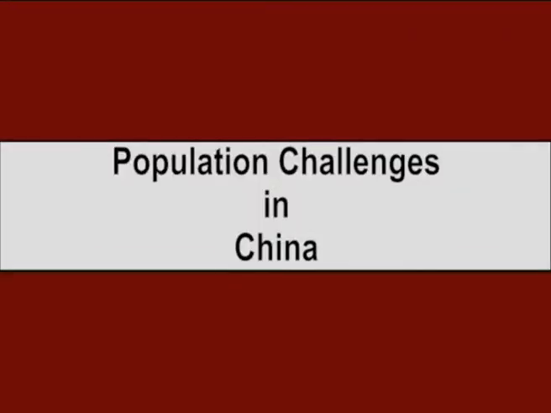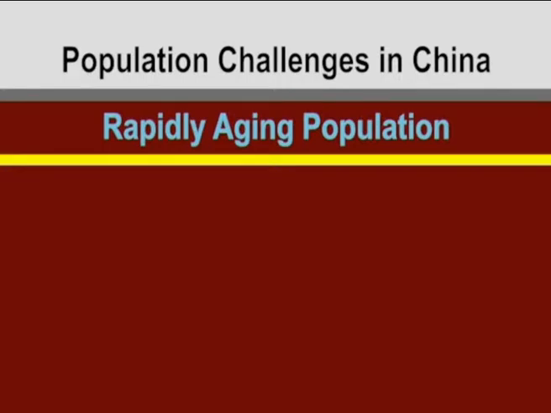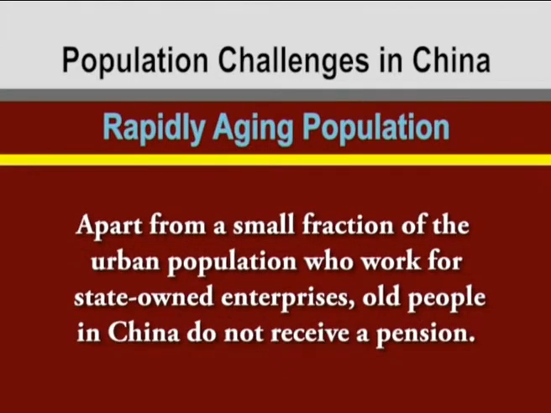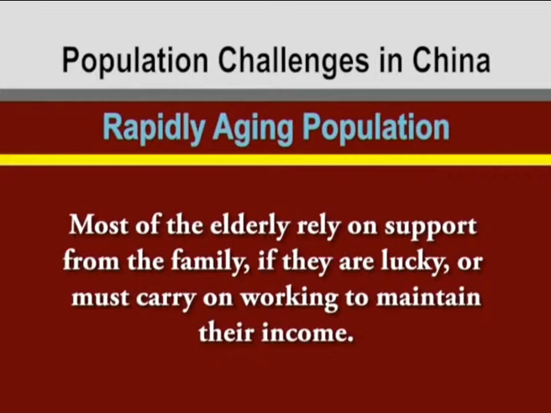Population challenges in China. China is susceptible to a number of challenges because of its demographic trends. Rapidly aging population. The Chinese government is now starting to worry about the problem of population aging, which will occur very quickly due to the rapid decline in fertility and mortality. Apart from a small fraction of the urban population who work for state-owned enterprises, old people in China do not receive a pension. Most of the elderly rely on support from family, if they are lucky, or must carry on working to maintain their income.